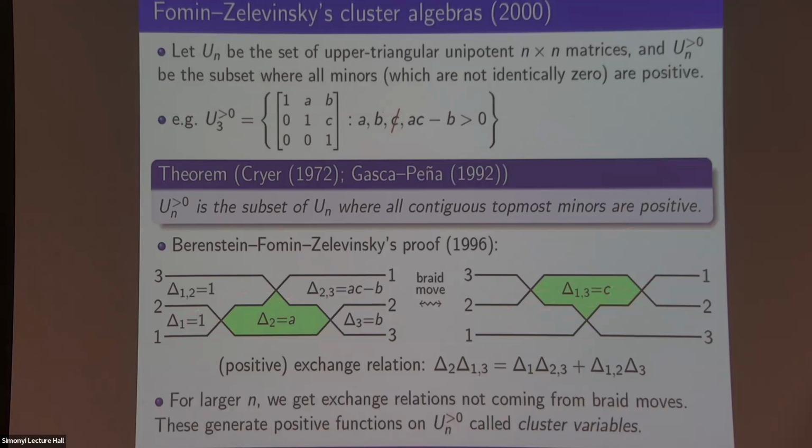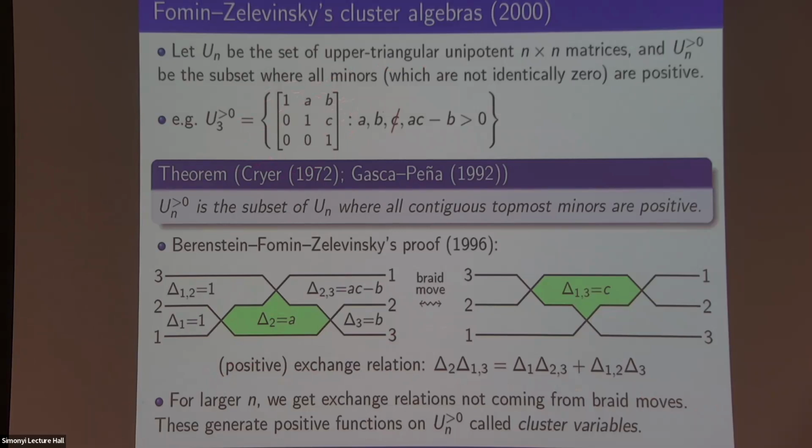And the interesting thing is that they discovered to do this combinatorics, you actually don't need to write down the wiring diagram. You can just write down a directed graph, whose vertices are the chambers and which records which chambers are connected to each other. And then they discovered you can do these exchange relations which don't come from braid moves. And these will give you functions which are not minors, but are still positive on the space of totally positive matrices here. And they called these cluster variables.